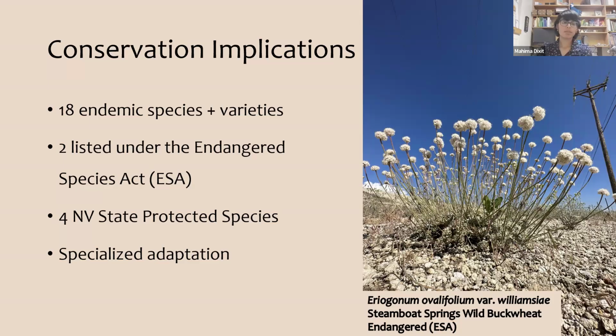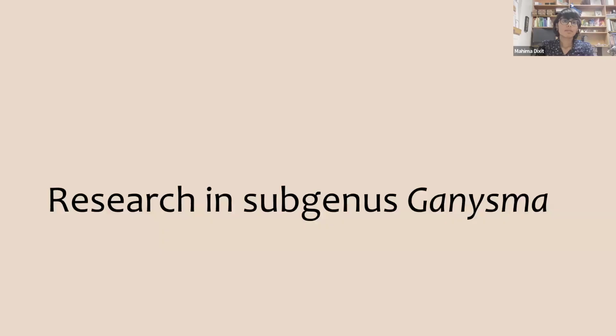And of the 4 Nevada state protected species, one of them is in my study group as well, Eriogonum viscidulum, or the sticky buckwheat. And so with that, I wanted to shift gears into talking about my research in the subgenus Ganysma and the conservation implications of that. So yeah, let's get started.